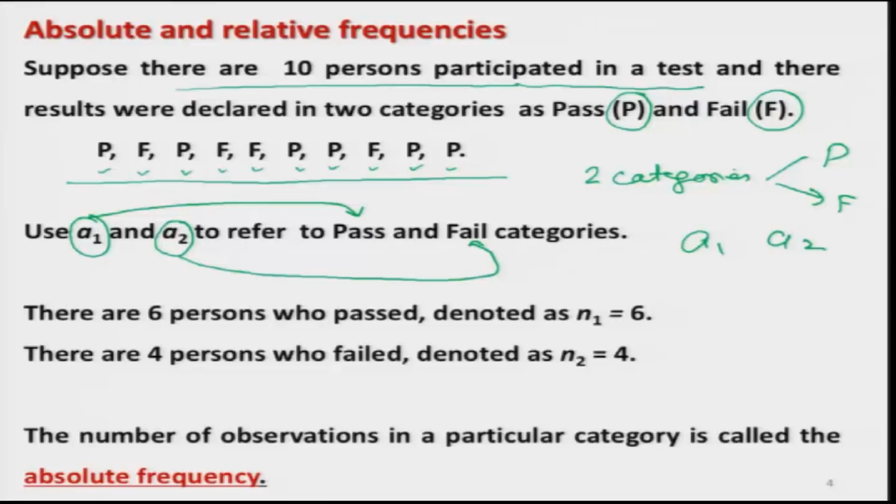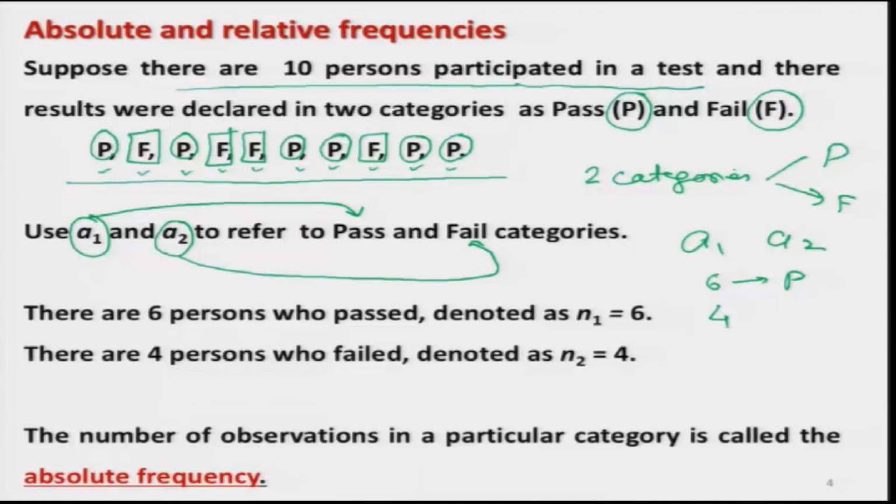So, I can see here that there are some number of candidates who passed and some number of candidates who failed. So, let me count it. Firstly, let me count how many candidates passed. 1, 2, 3, 4, 5 and here 6. So, there are 6 candidates who passed. What about fail? 1, 2, 3 and 4.